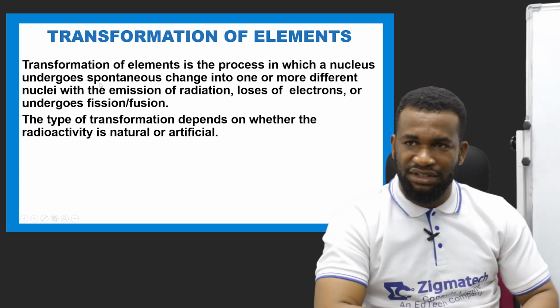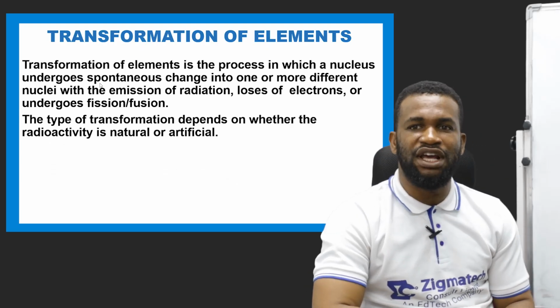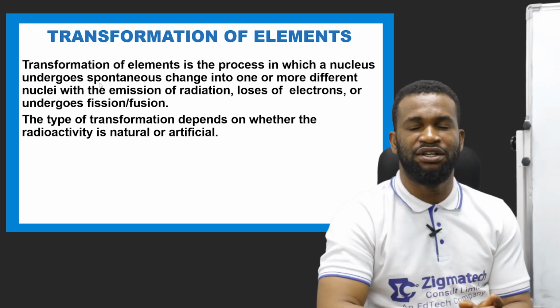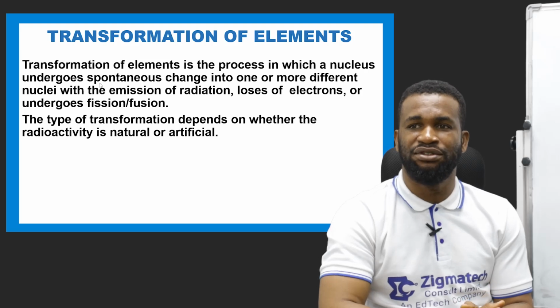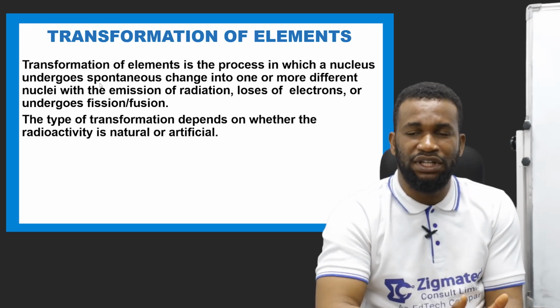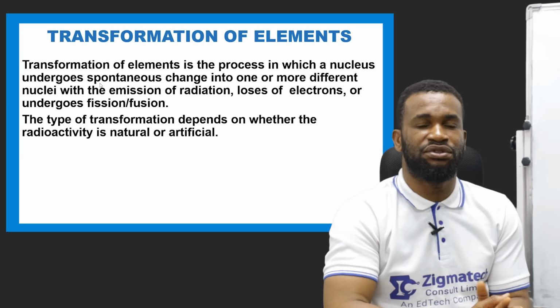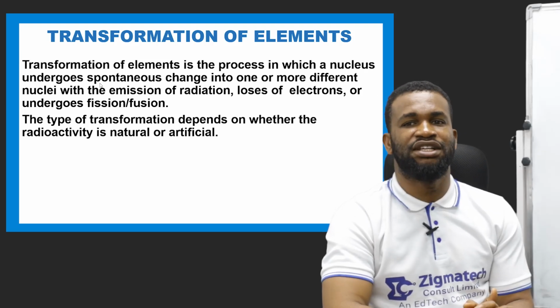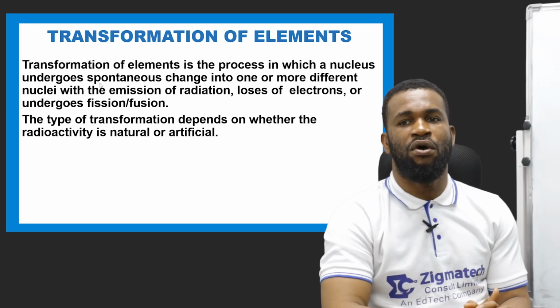Transformation of elements is the process in which a nucleus undergoes spontaneous change into one or more different nuclei with the emission of radiation, loss of electron, or undergoes fission or fusion. The type of transformation depends on whether the radioactivity is natural or artificial.